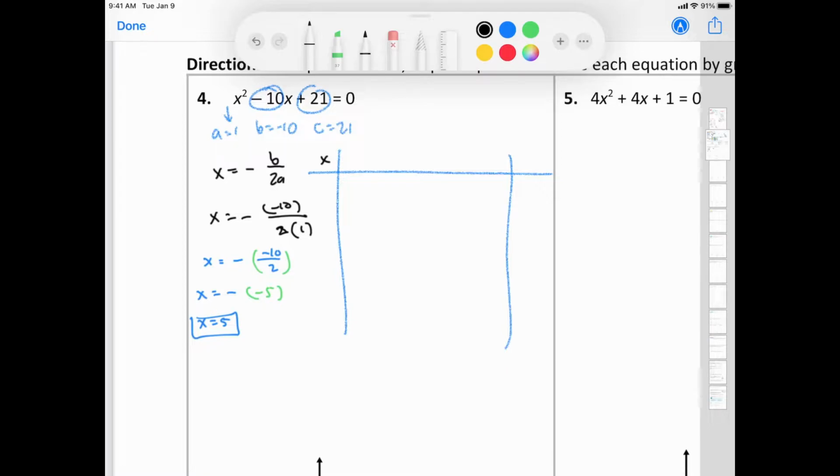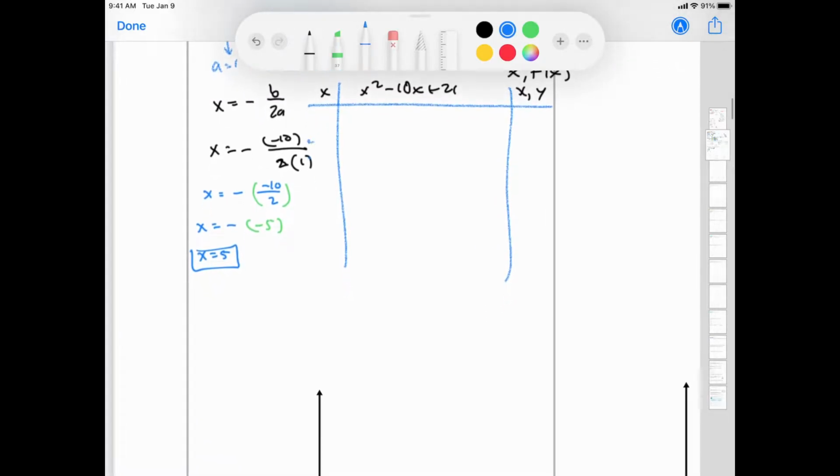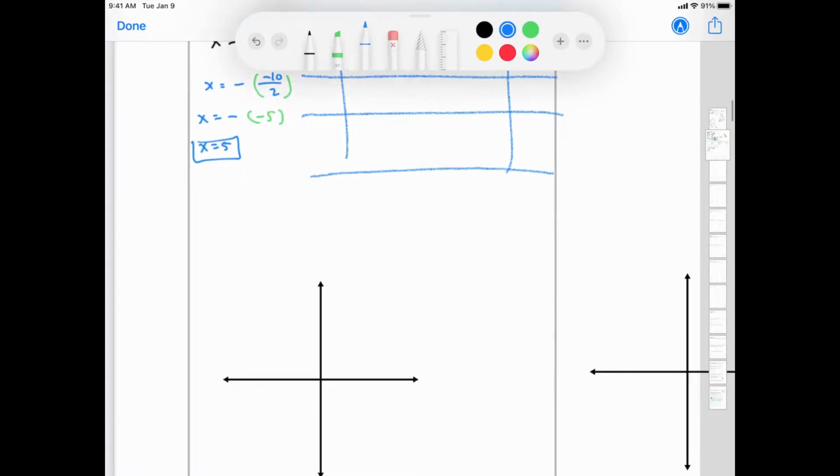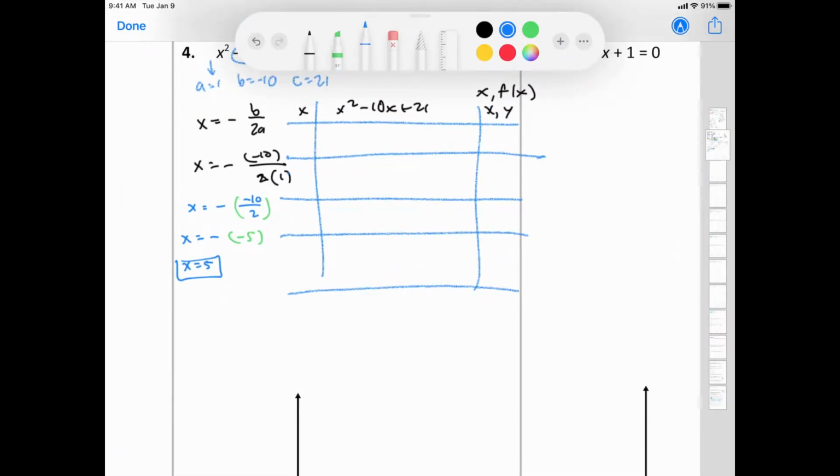X, my function, and then my ordered pair, x comma y or x comma f of x. One, two, three, four, 5. And again, this one is so important, it has to go in the middle. So there's 2 above it, and I guess I don't need this one. Just goes there and there.